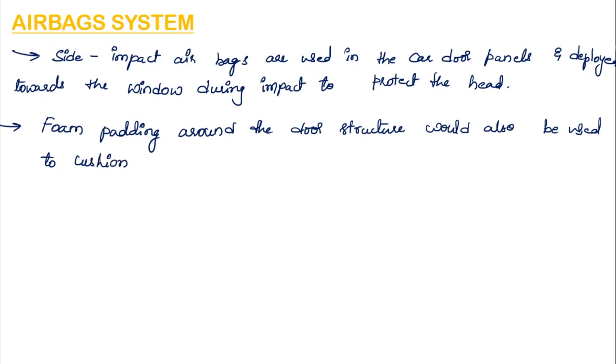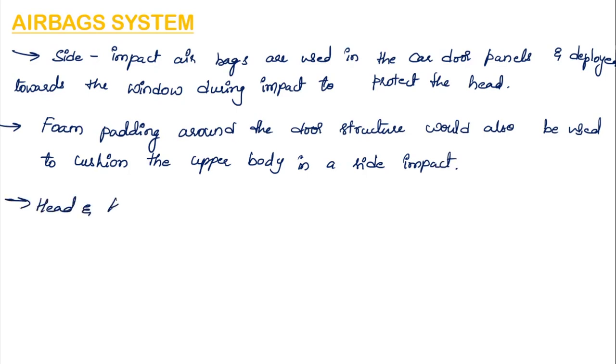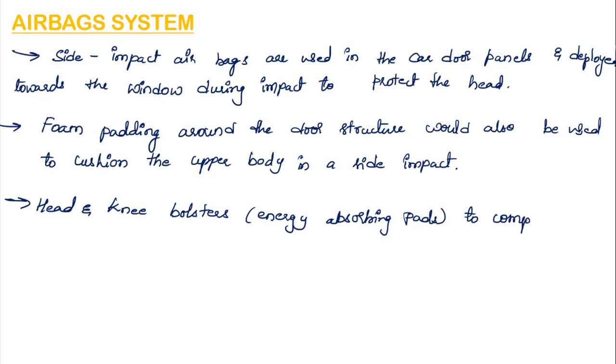So these side impact airbags are used to protect the head. Here the foam padding around the door structure is used to cushion the upper body of the passenger in a side impact. Head and knee pads, they are called bolsters, energy absorbing pads, to complement the airbag system are also being investigated.